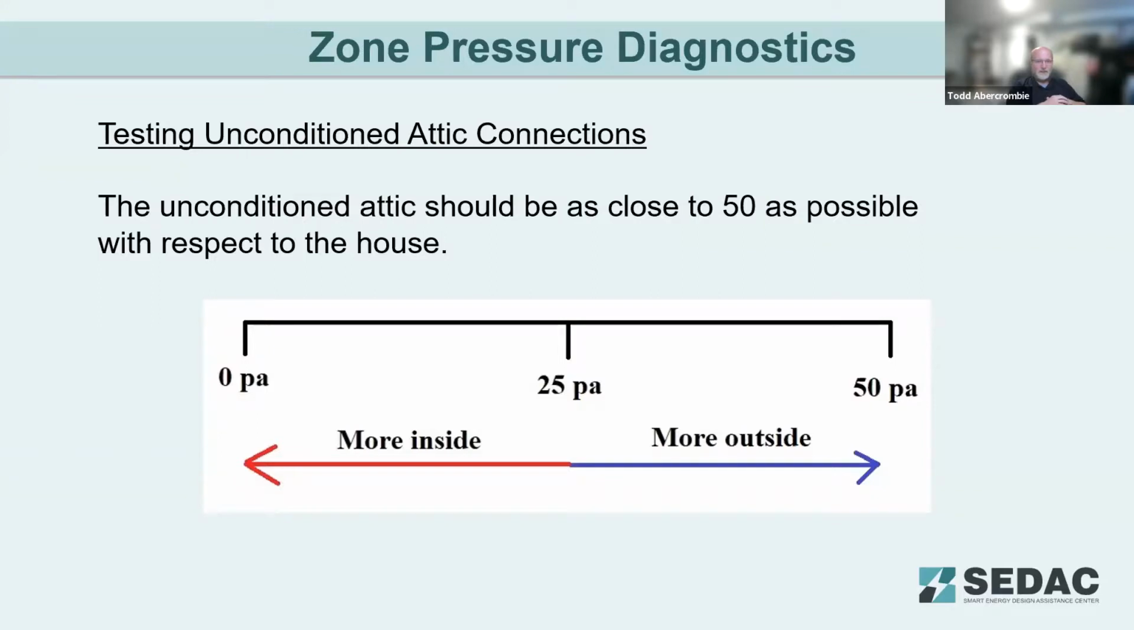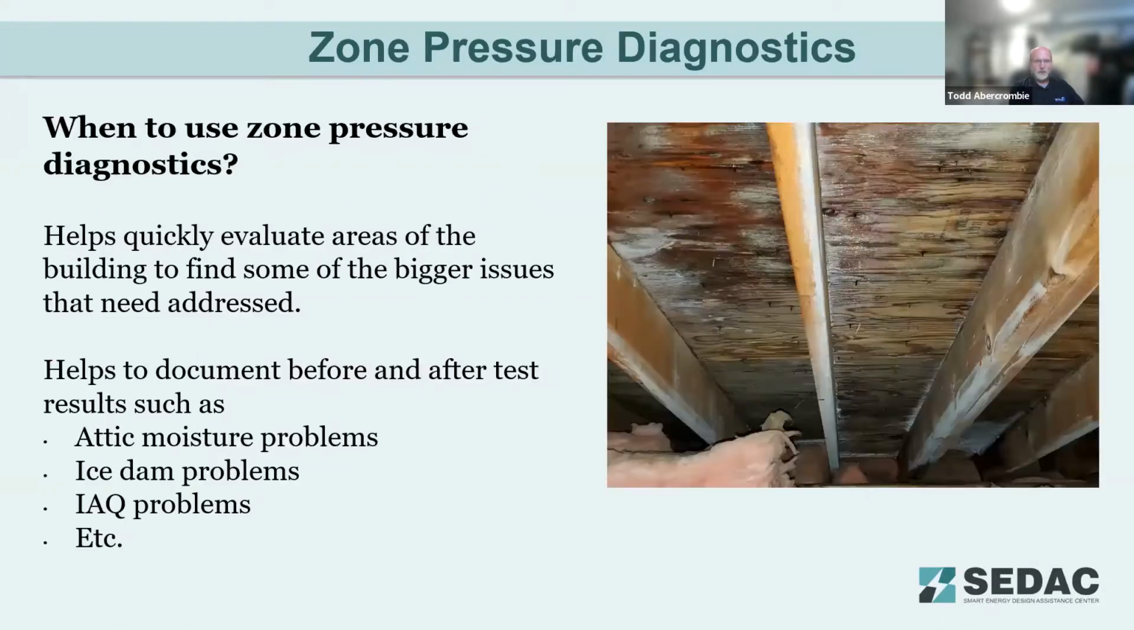Unconditioned attics, very similar kind of test. Use the zone pressure diagnostics. You can find a way to stick a little hose around the attic access through a little hole to test the attic space in relationship to the house. You can quickly determine if the problems are between the attic and the house, and whether you need to spend more time doing that. So the zone pressure diagnostics helps quickly evaluate areas of the building to find some of the bigger issues that need addressed. And of course, can help document before and after test results. Because we come back again, do a second test, we can check that zone again.